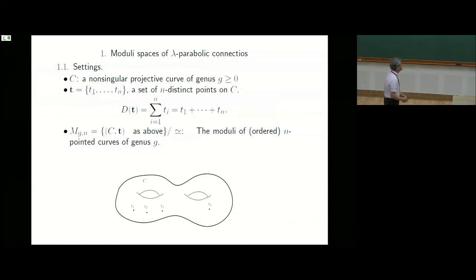So set up the singular curve and the points on it. Consider the moduli space of ordered n points on a curve of genus g, which is a smooth projective variety of dimension 3g minus 3 plus n.